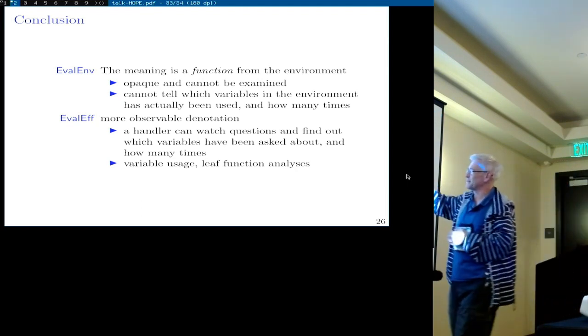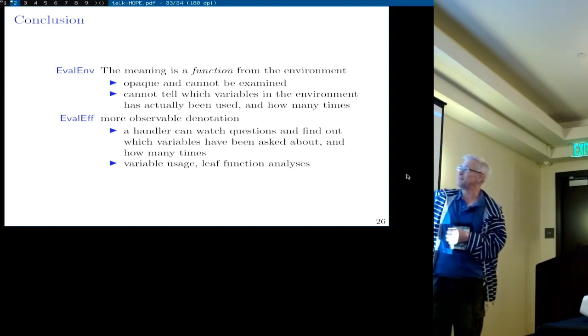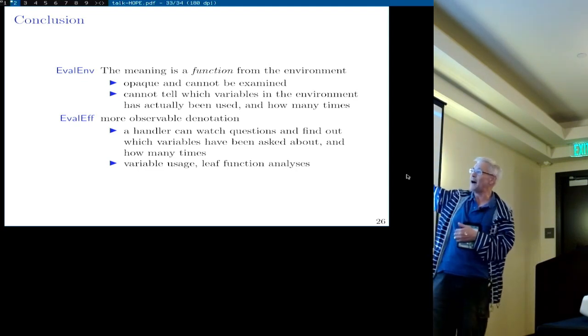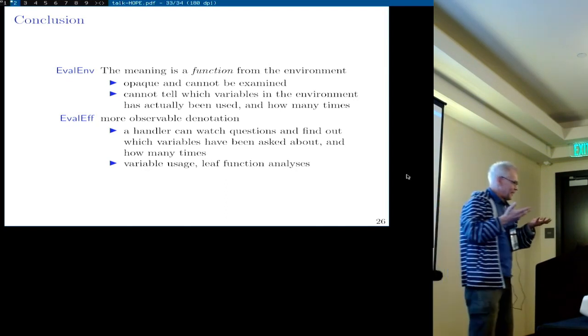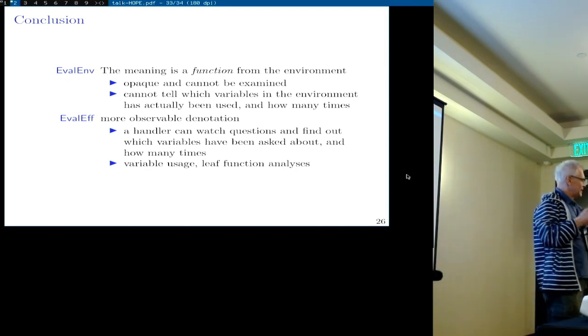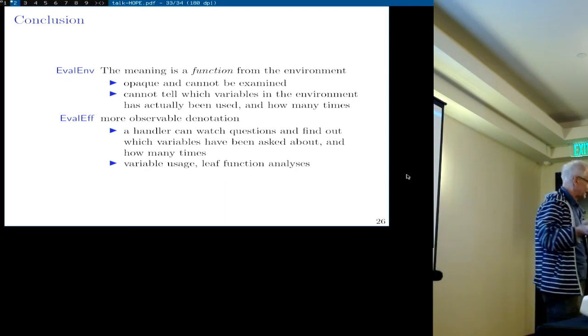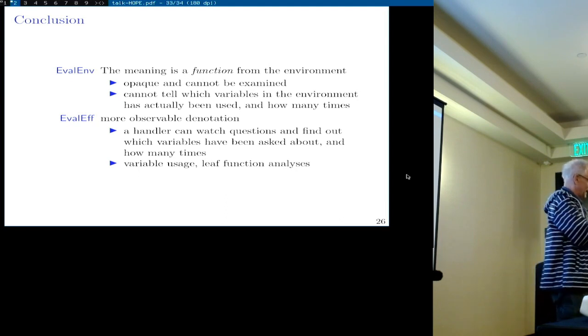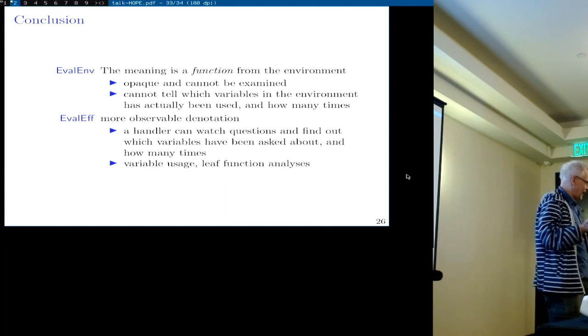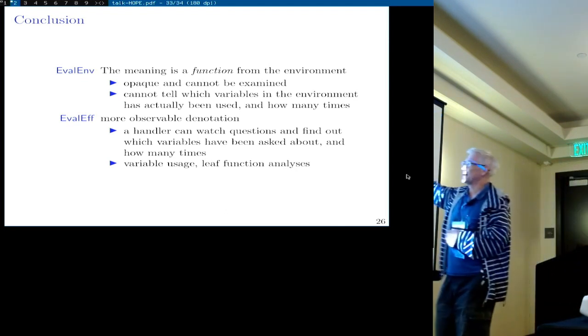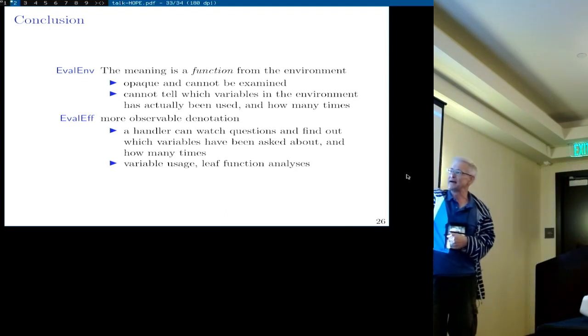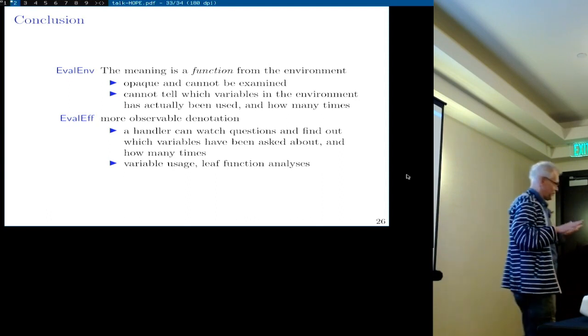Another thing with a function, because it cannot be examined, is that for a constant, the function from environment returns the constant. It doesn't actually need any environment, but we can't tell from the function whether it needs it. We cannot tell how often it needs the environment. We cannot tell anything, right? So it's completely opaque.